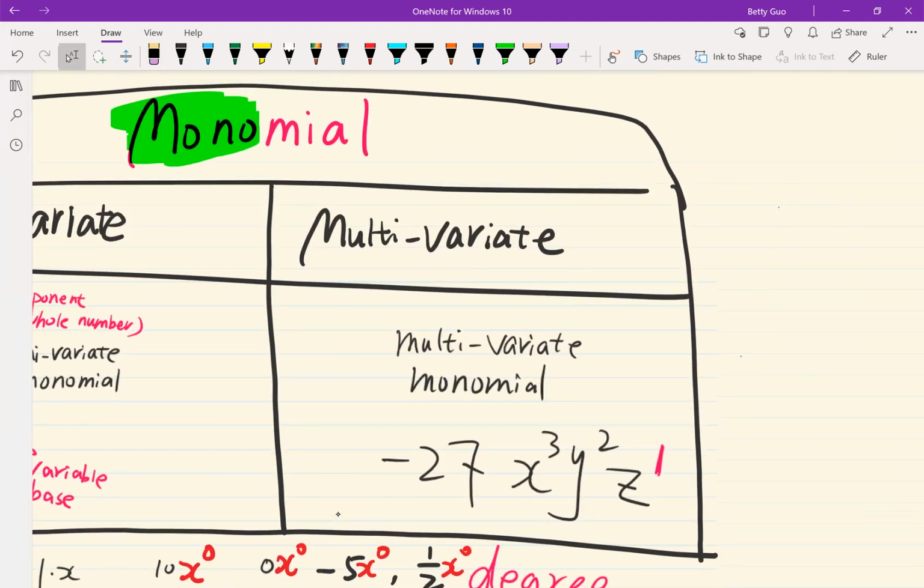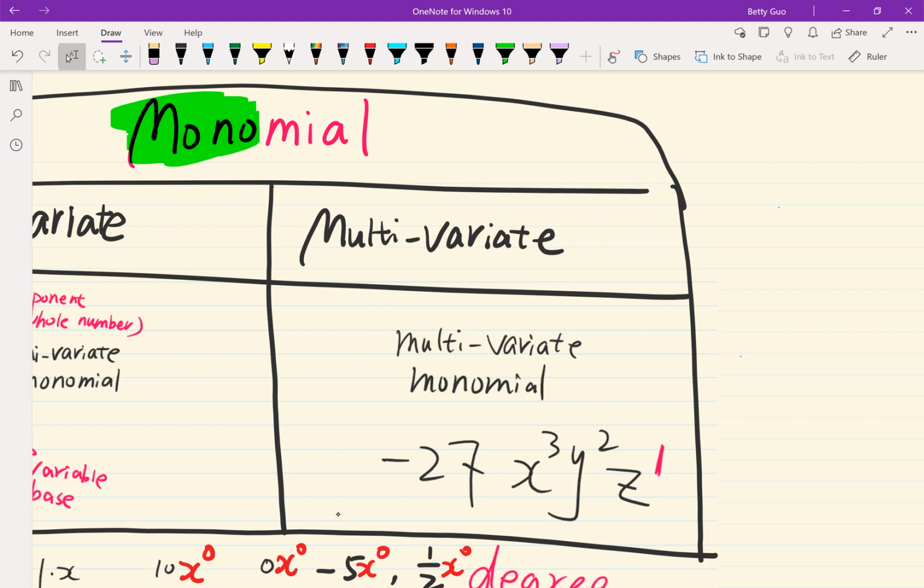Multivariate monomial. We mainly deal with univariate monomials, but we need to be able to identify what a multivariate monomial is. Let's look at this expression: -27 x cubed y squared z to the power 1. It has a coefficient of -27, right? Coefficient, power 1. First part, coefficient. Power 2, variable base. And it has 3 variable bases. So that makes the monomial a multivariate monomial, right?